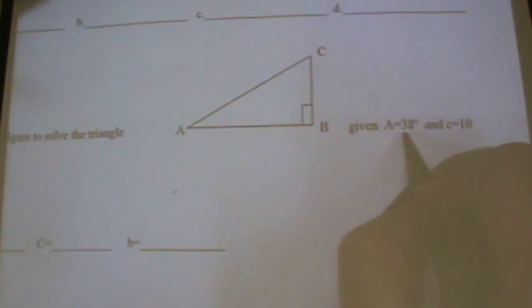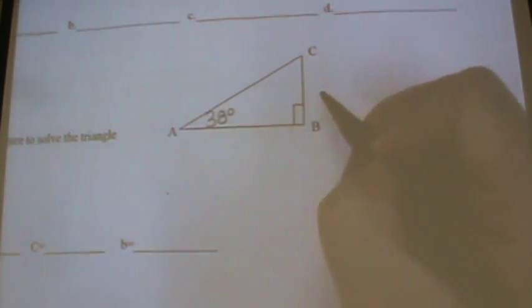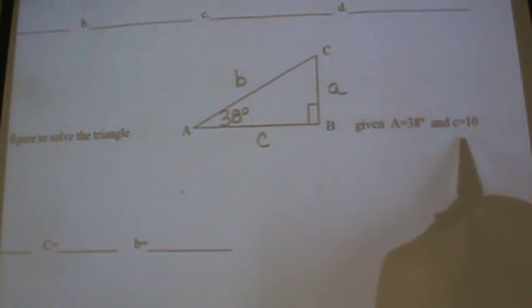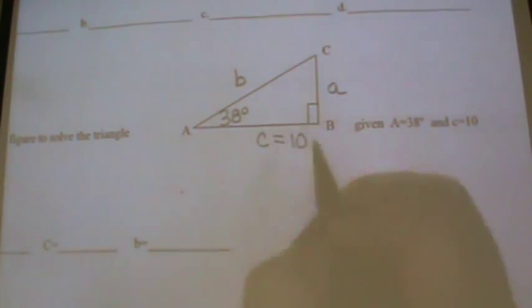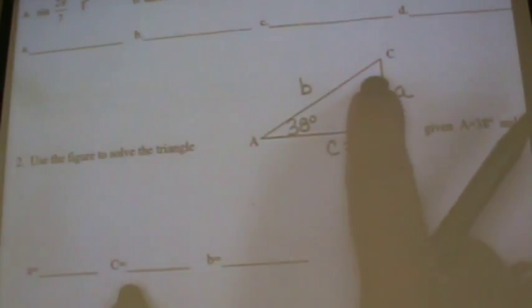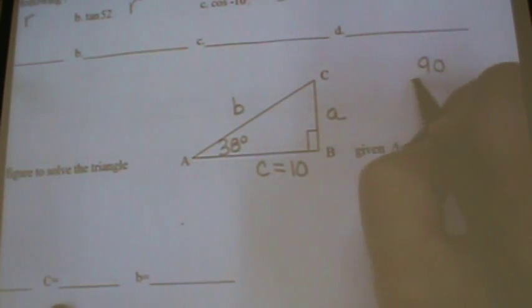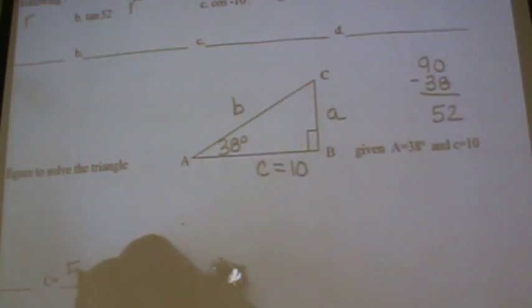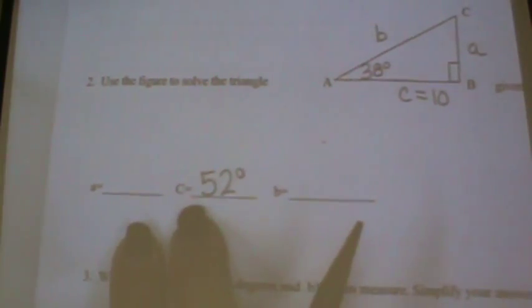All right, how do you solve this triangle? It says angle A is 38 degrees. 38 degrees right here. Solving the triangle means find, this would be little a, this would be little c, and this is b. And they tell you c is 10. This is 10. So the easiest thing to do is find that angle. How do you find this angle? You do 90 minus 38, and you should get 52 degrees. So angle C is 52 degrees. We use a capital letter for angle measures.